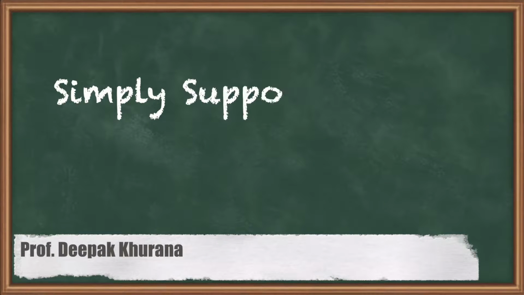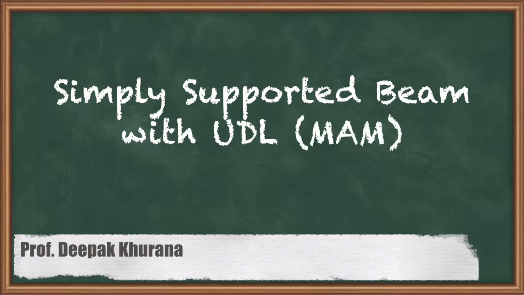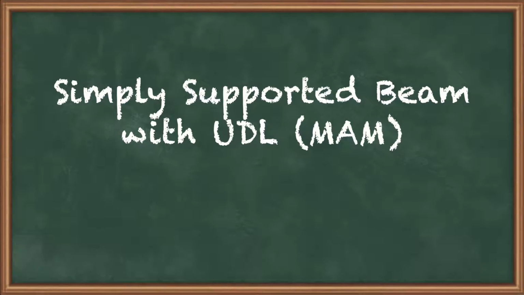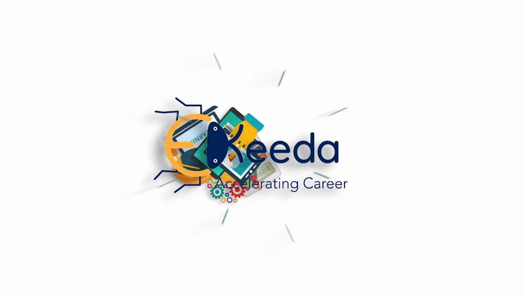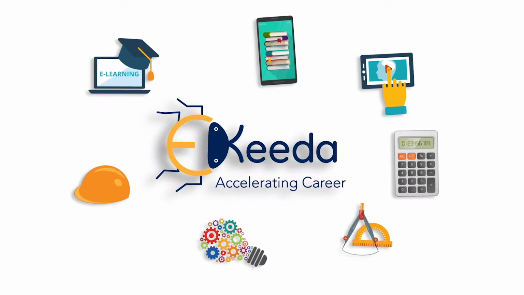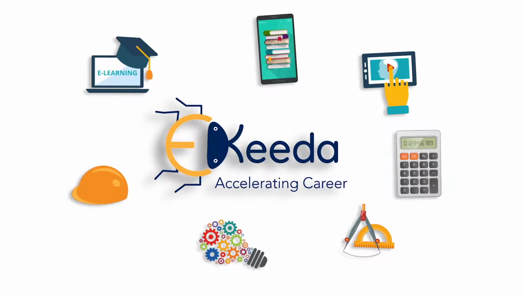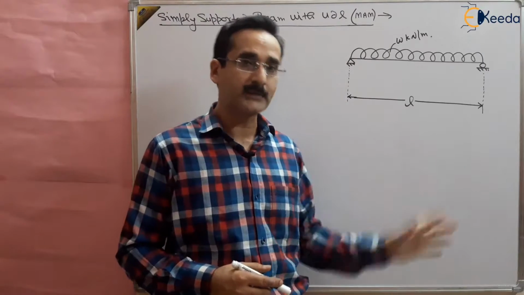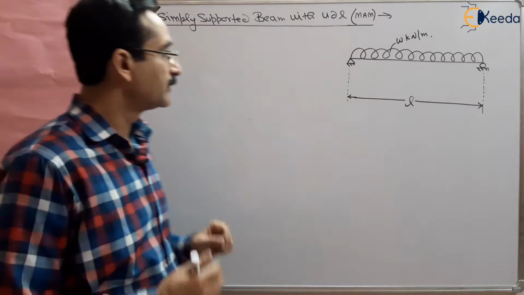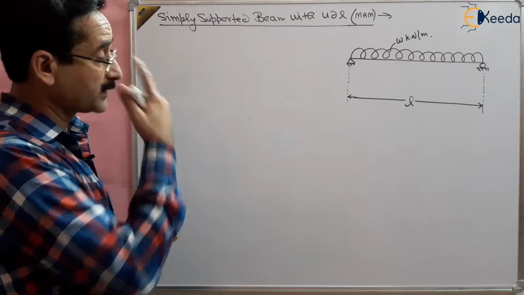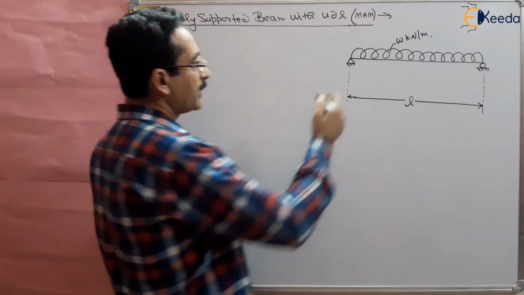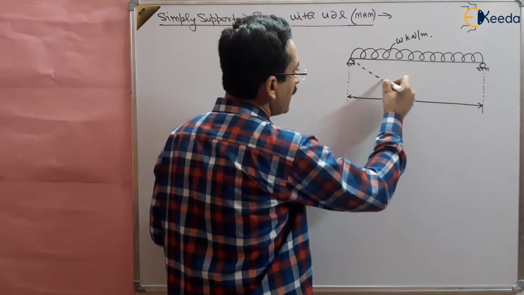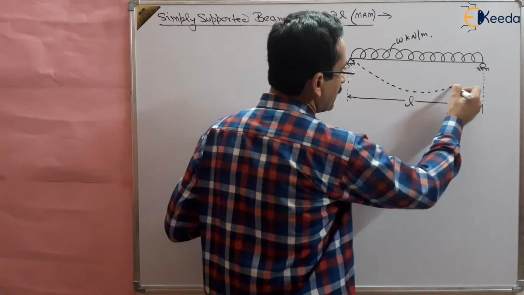Hello students, in this session we are going to study the simply supported beam with UDL. Our aim is to find out the maximum deflection and maximum slope for this case, right? So what is the maximum deflection and maximum slope? What type of elastic curve will be there after deflection? What type of curve is there?